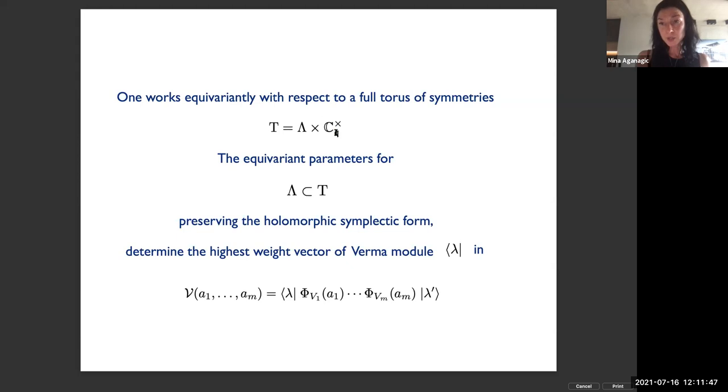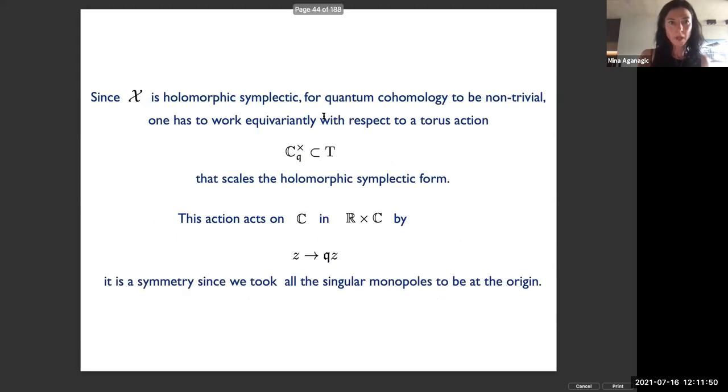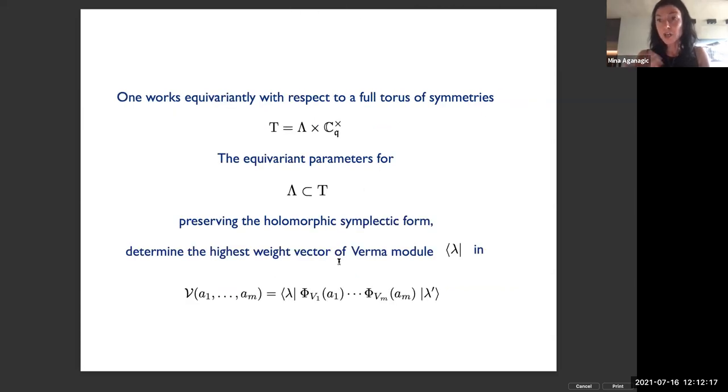We'll work equivariantly. Because X is holomorphic symplectic, for quantum cohomology to be non-trivial, one has to work equivariantly with respect to a torus action that scales the holomorphic symplectic form. This action acts on this C in R^3 by simply scaling it. And it's a symmetry because all the singular monopoles are at the origin. We'll work equivariantly with respect to a larger torus of symmetries, which includes the flavor symmetries. The associated equivariant parameters tell you what the Verma module weights are.